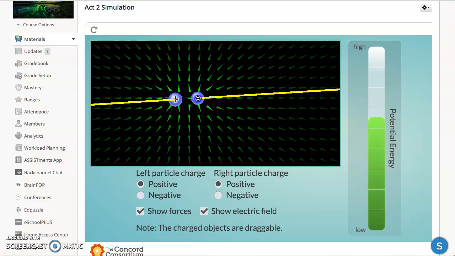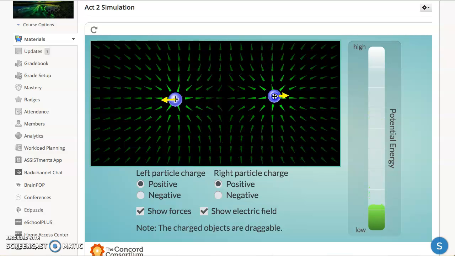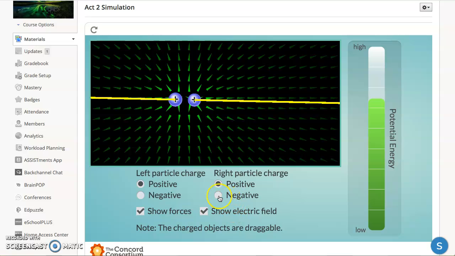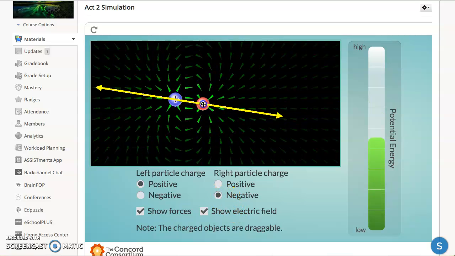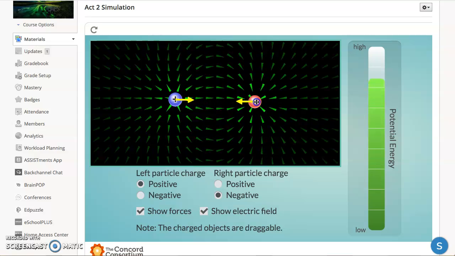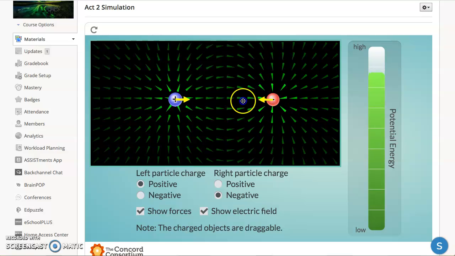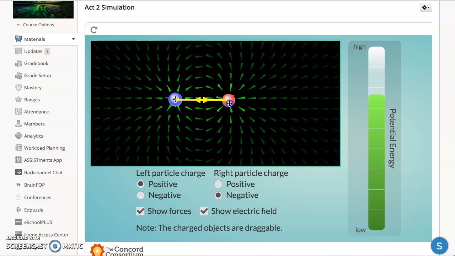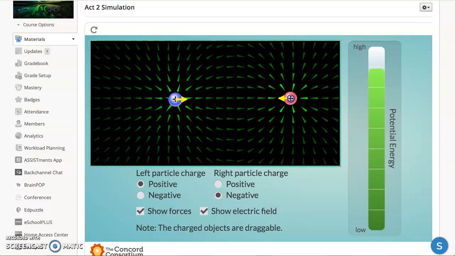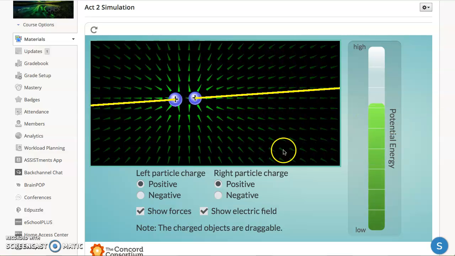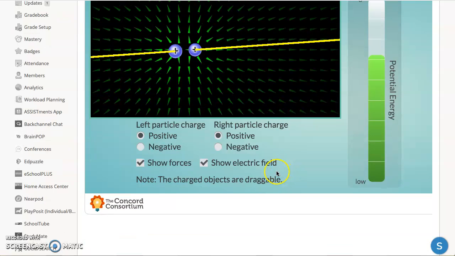So if I have the same charges, pushing them closer is generally going to make that potential energy go up, whereas it's almost the opposite as the charges become opposite. Okay, so the potential energy is very high when opposite charges are away from each other, whereas the potential energy is high when like charges are close to each other. Okay, so a little bit different there.